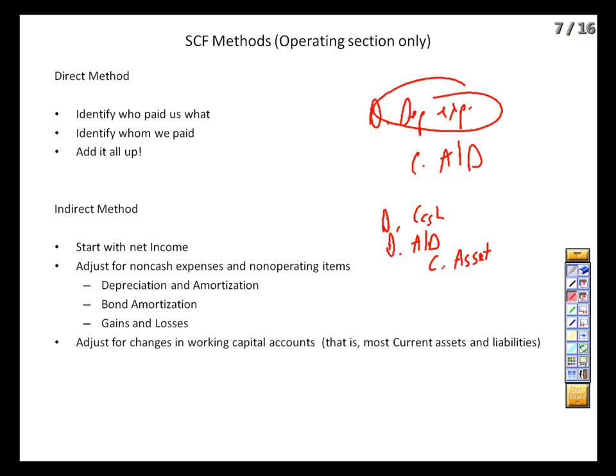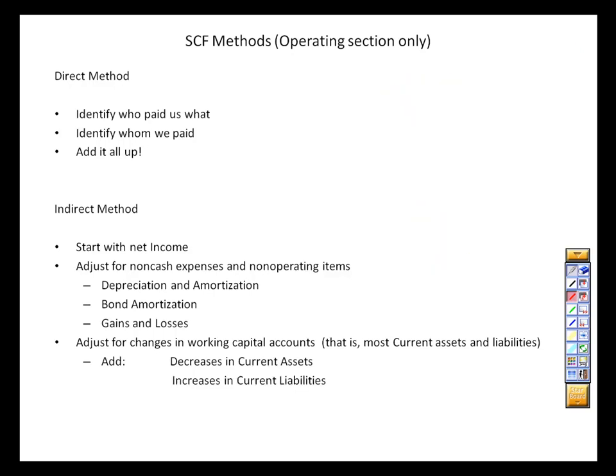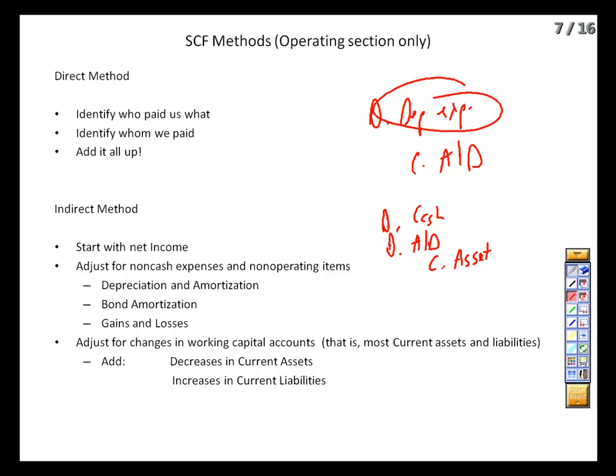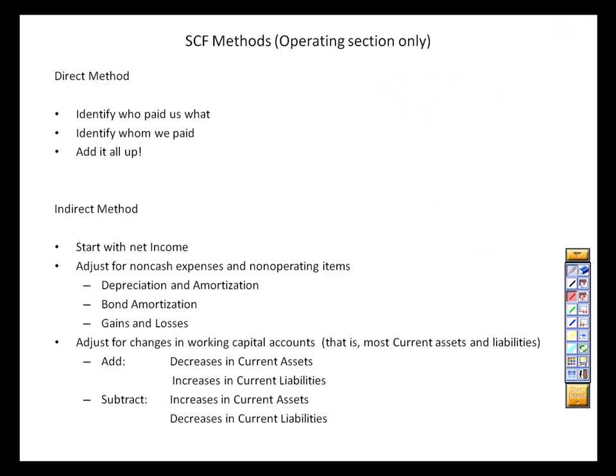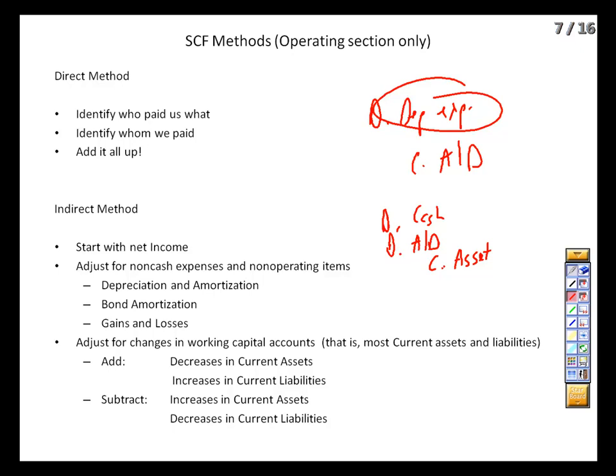We're going to make adjustments for changes in our working capital accounts. Our working capital accounts are most of our current assets and liabilities, excluding investments and current maturities of long-term debt. Essentially, all the accounts that we use in the ordinary course of business. We're going to add to net income decreases in our current assets and increases in our current liabilities. And we're going to subtract from net income increases in current assets and decreases in current liabilities. At that point, we will sum up the column and we'll get to our cash flow from operations. This number will match what we could have come up with in the direct method. All we've done is change the way we present the calculation.